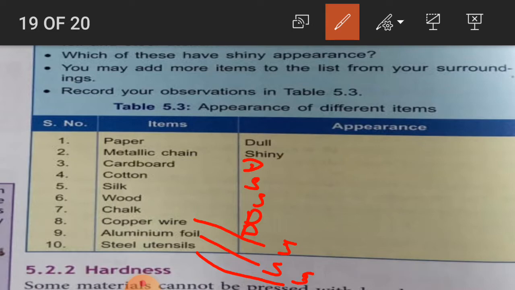So you can fill this table in your book. This is your homework. And please write the full form of D, which means dull, and the full form of S, which is shiny. Don't write like this. Is that clear?